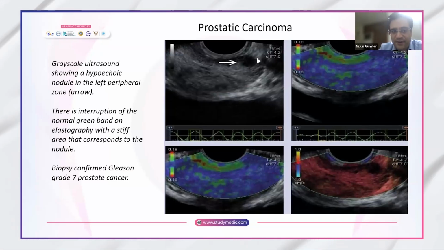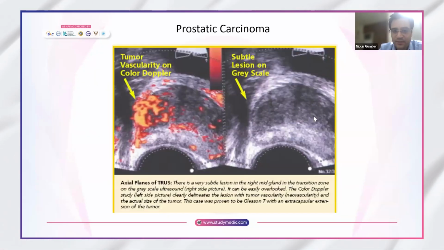So this is an example of prostate carcinoma on TRUS. You can see a well-defined hypoechoic nodule in the left peripheral zone. There is an interruption of the normal green band on elastography with a stiff area that corresponds to the nodule. Here you can see there is no green area, that means the stiffness is increased, and biopsy confirmed it to be a prostatic carcinoma.